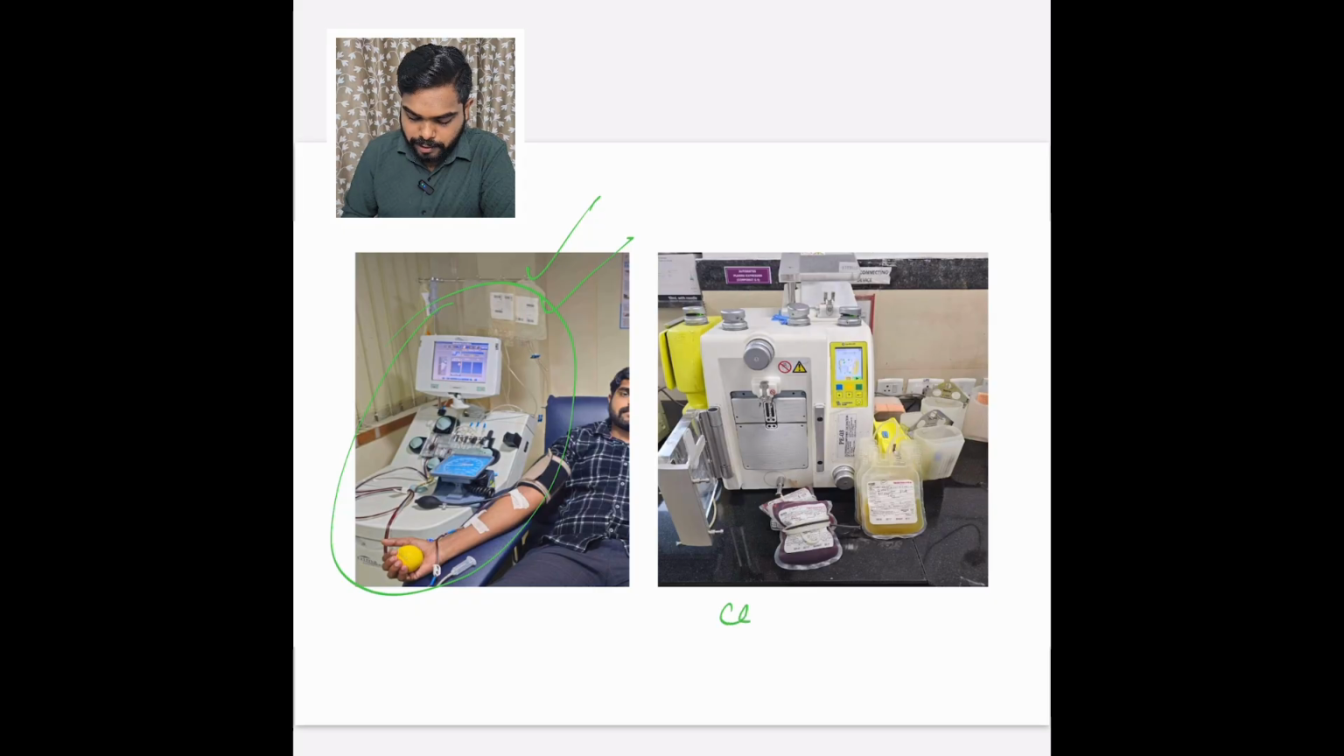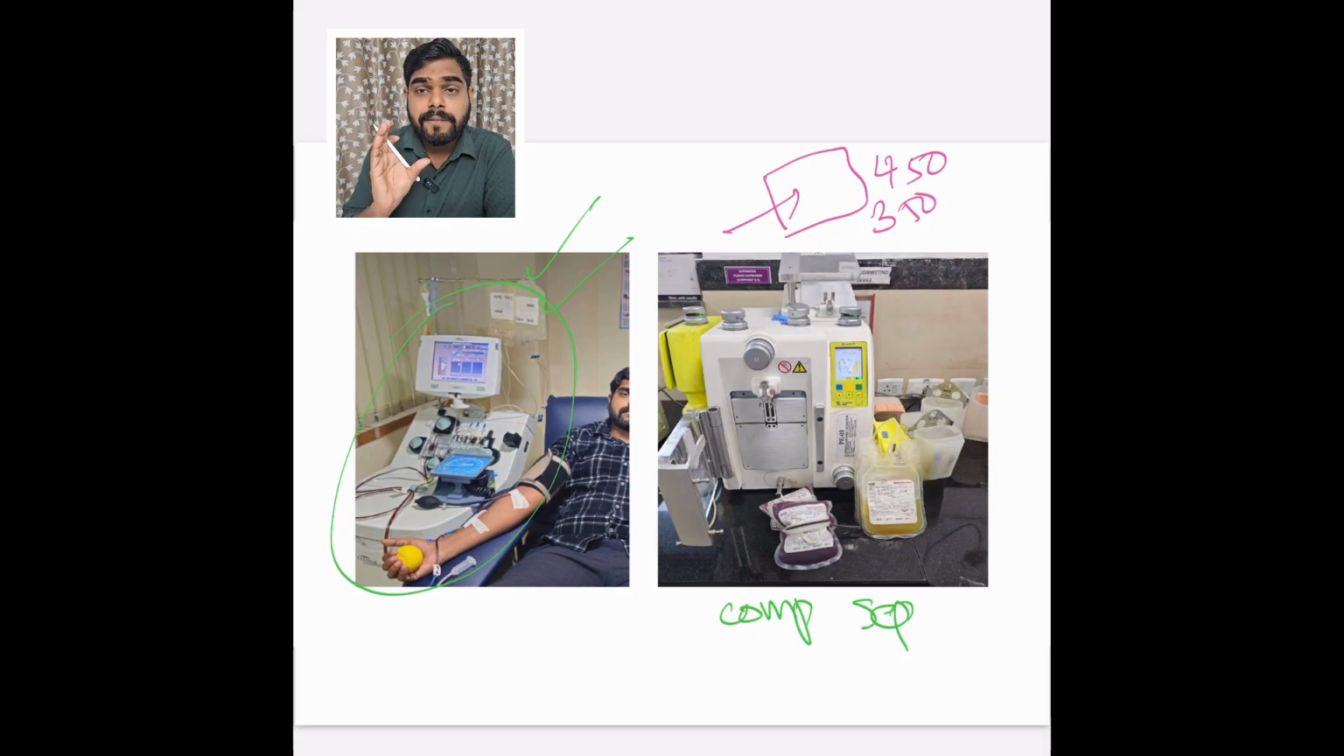Next to this, you can see a component separator. A donor comes and gives a blood bag, which will be 450 ml or 350 ml. In peripheral centers, whole blood is given to the patient, but from the blood bag we can prepare PRBC, packed RBC. We can prepare RDP platelets, and we can prepare FFP.